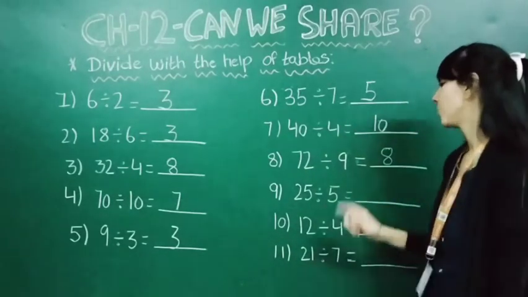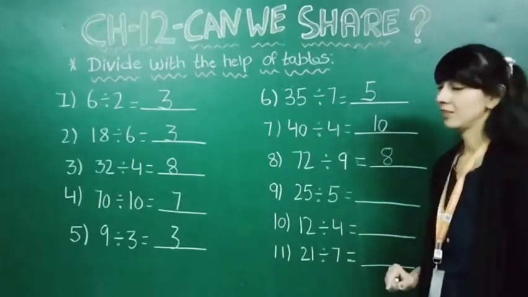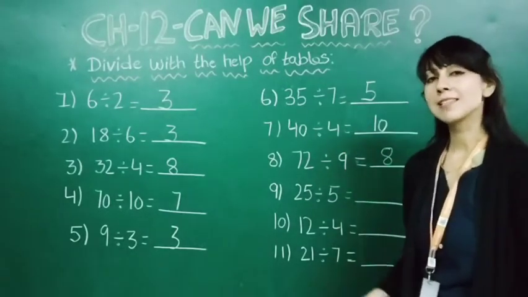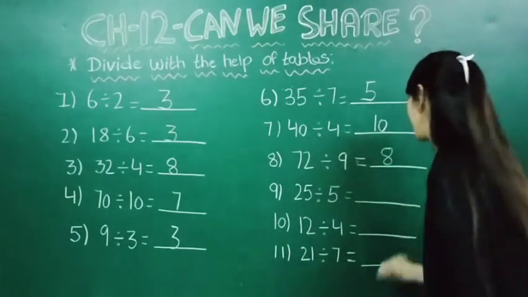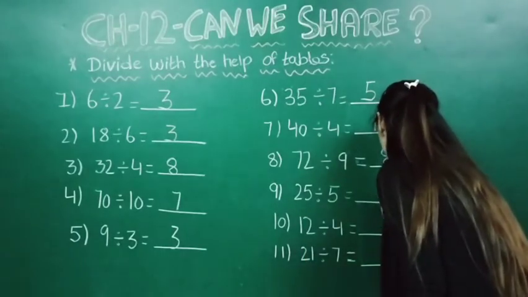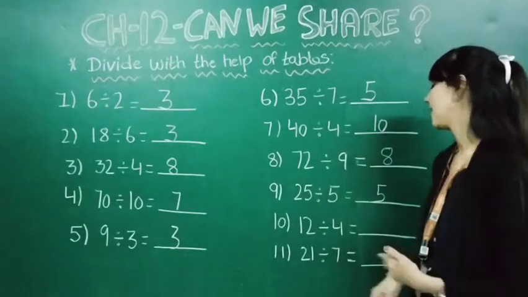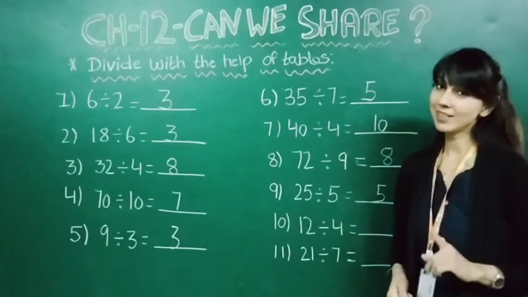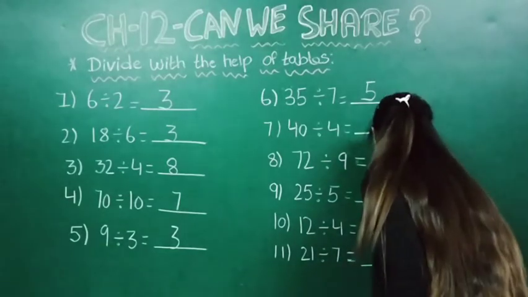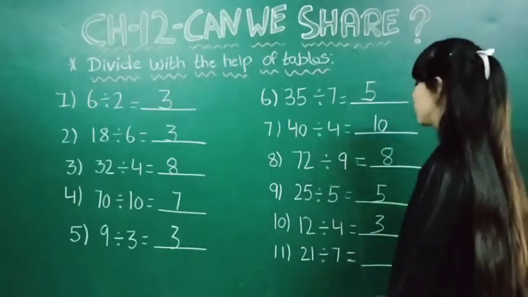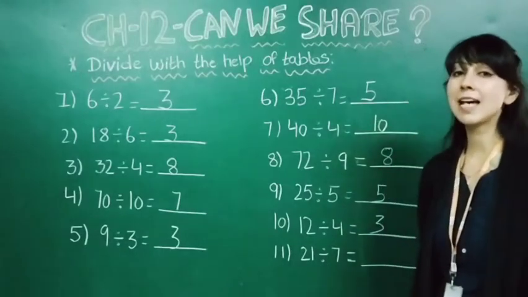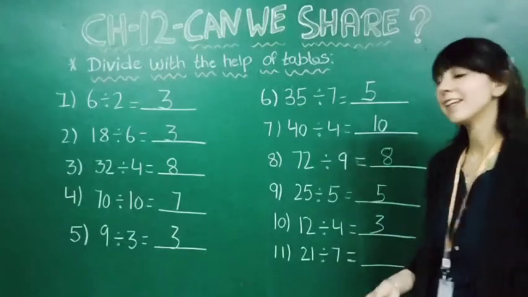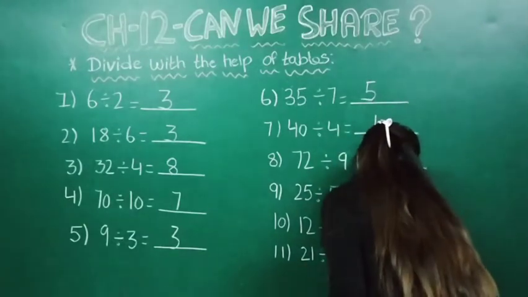Yes. Now 25 divided by 5. Now when 25 comes in table of 5, yes, 5 5s are 25. So here it will come 5. Now 12 divided by 4. Now when 12 comes in table of 4, yes, 4 3s are 12. So here it will come 3. Now 21 divided by 7. Now when 21 comes in table of 7, 7 3s are 21. Yes. So here it will come 3.